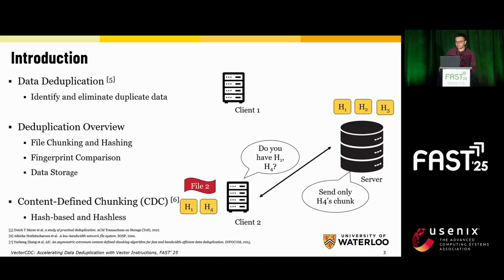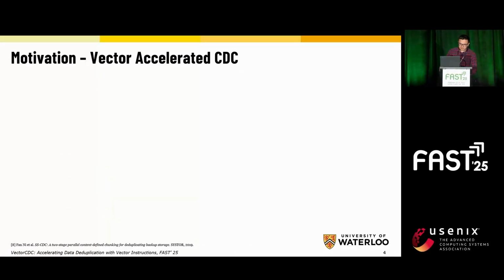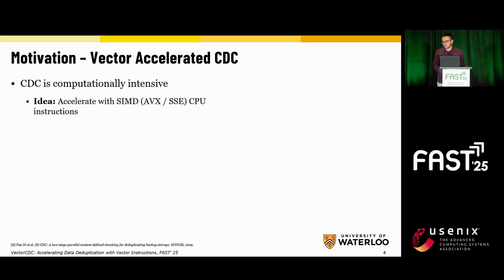Now, as we can see, one of the critical phases here is dividing files into chunks. And as you can imagine, there are numerous algorithms to divide files into chunks. They can be classified into two families, hash-based algorithms and hashless algorithms. Now, this file division or content-defined chunking is a very computationally intensive process. And our idea with this paper is to accelerate it with SIMD, that is AVX or SSE CPU instructions.